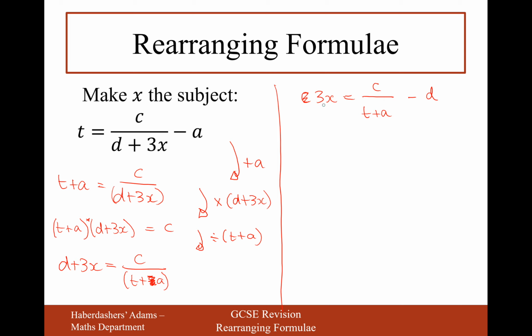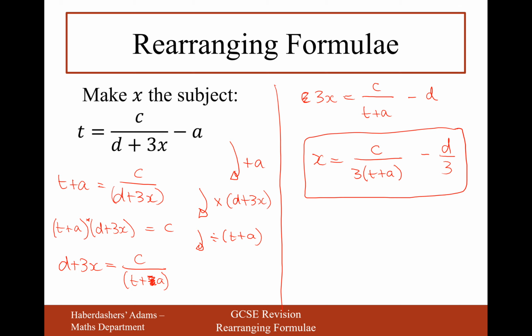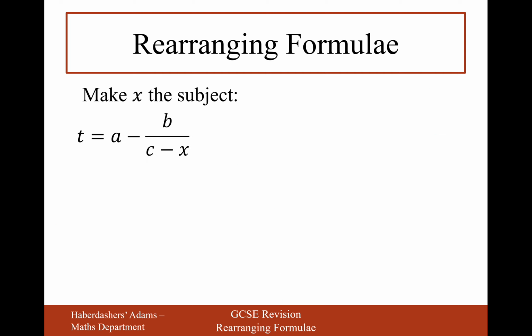And now I'm going to divide by 3, and when I divide by 3, watch what happens. It's going to be c over 3(t plus a), and then minus d over 3. So both the components were divided by 3 here, and on the left-hand one, the 3 appeared on the denominator of the fraction. And that's how you can divide by 3 when you've already got a fraction. You just put it on the denominator. So there we are, that's the answer to this question. Let's now move on to the next one.